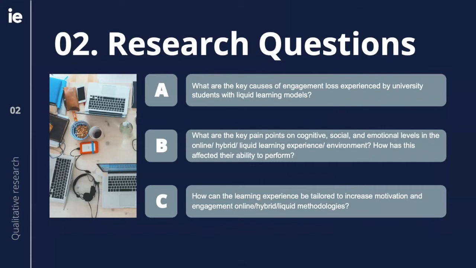Our research questions are three. The first one is, what are the key causes of engagement loss experienced by university students in the liquid learning model? The second one talks about the pain points on the cognitive, social, and emotional levels in the liquid learning model. And the third one is about how we can improve the liquid learning experience in a way that increases motivation and engagement in all learning models, such as online, hybrid, and face-to-face.